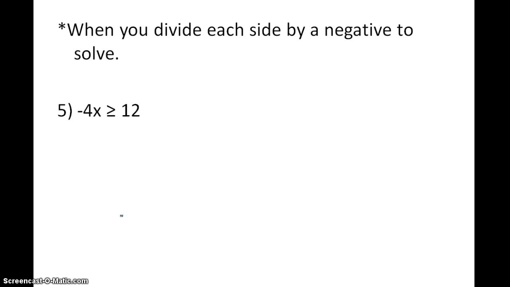Another place when you change that symbol around is when you divide each side by a negative number. In this case, we are multiplying x by -4. So to solve this problem, you have to divide both sides by -4, and x would remain on the left side. 12 divided by -4 is -3. Since I divided both sides by that -4, it changes the greater than or equal to symbol into a less than or equal to symbol.